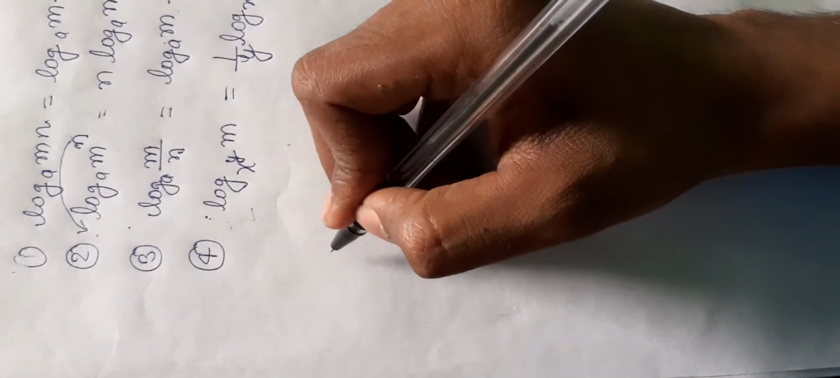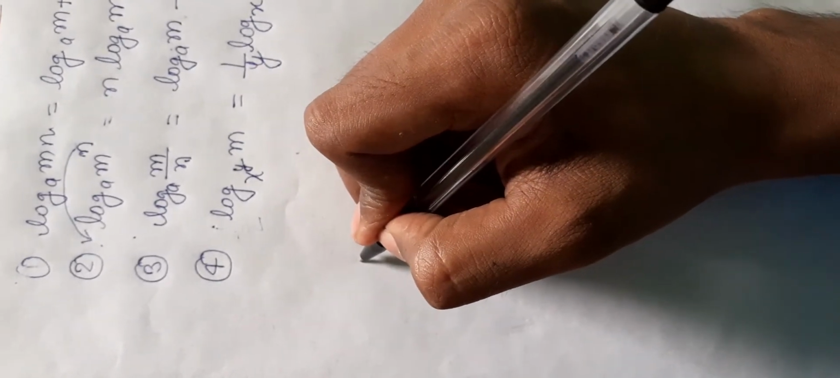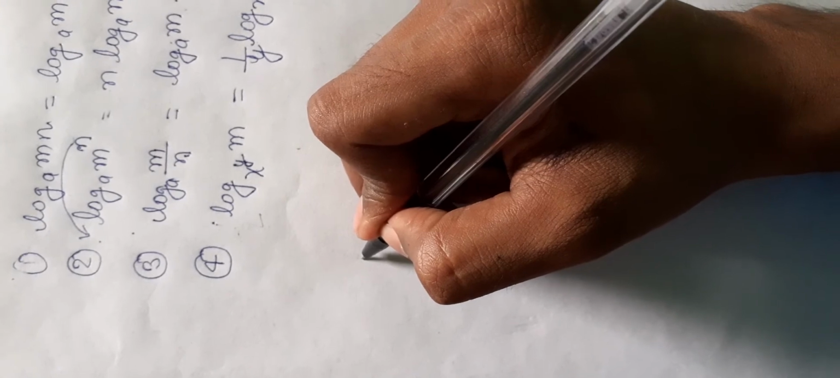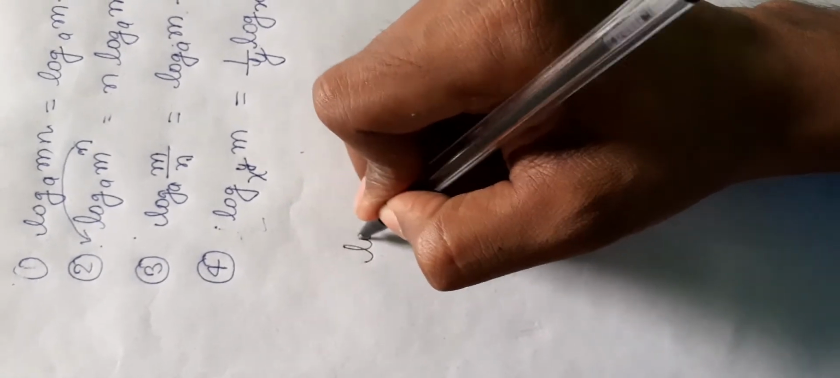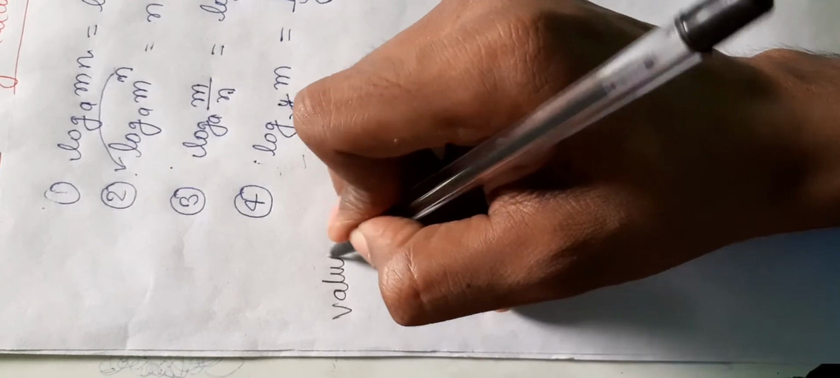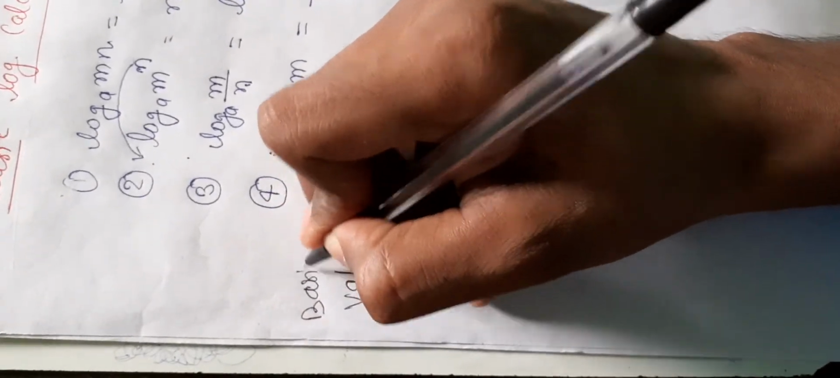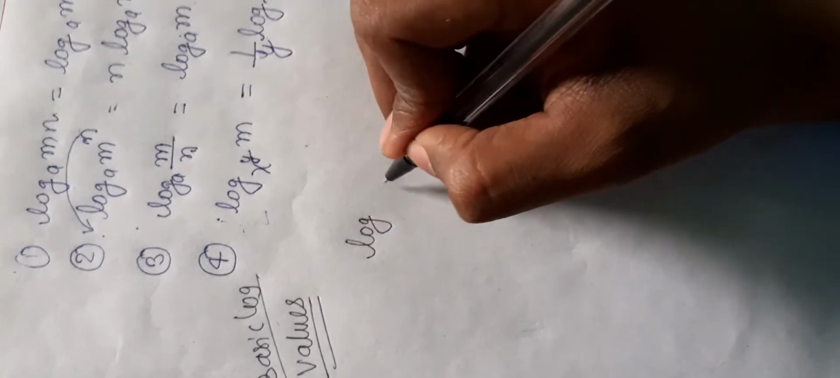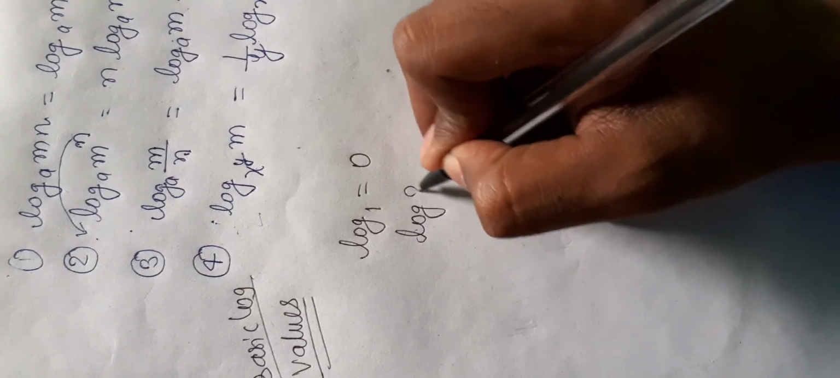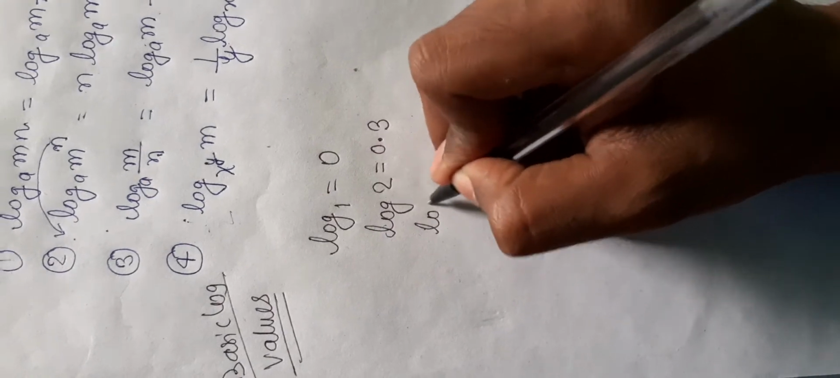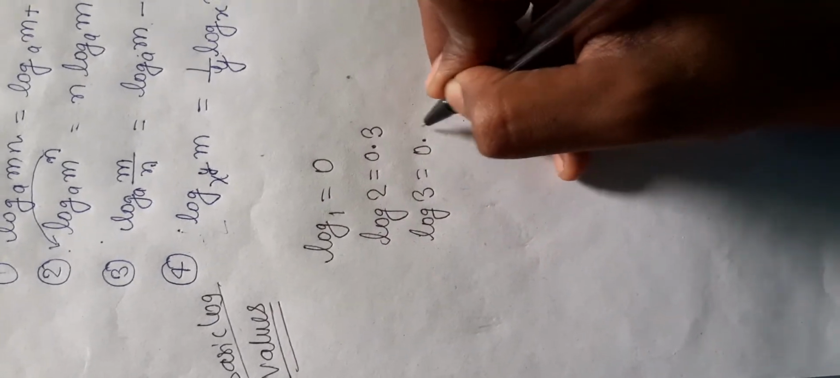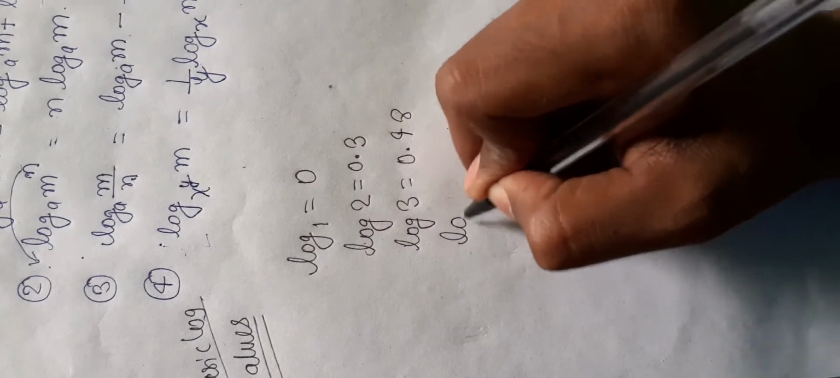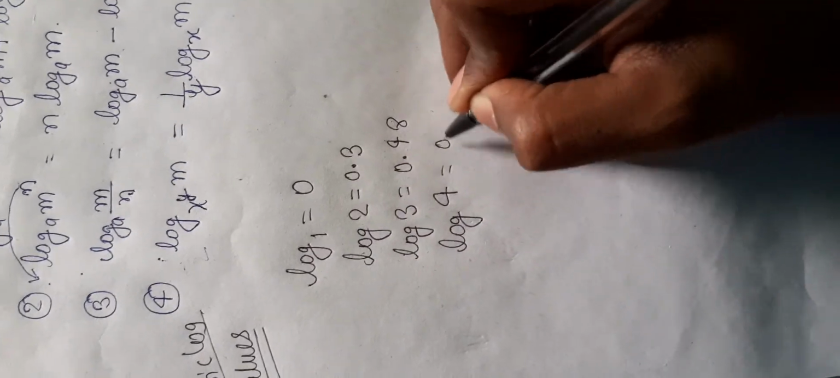And further on we have to remember some of the basic values of log for basic log calculation, so that without using a log table we can actually calculate. Some of the basic log values are log 1 is equal to 0, log 2 is equal to 0.3, these are the approximate values. Log 3 is equal to 0.48, log 4 is equal to 0.6.